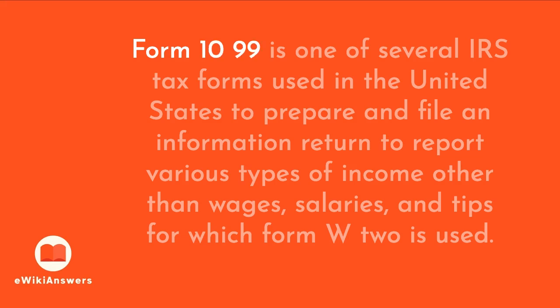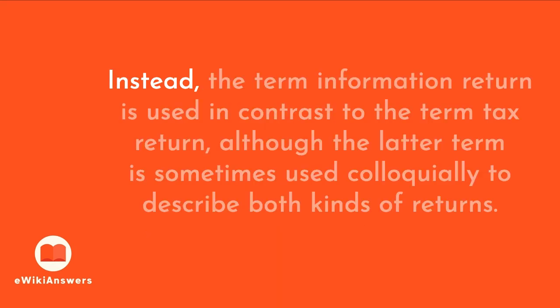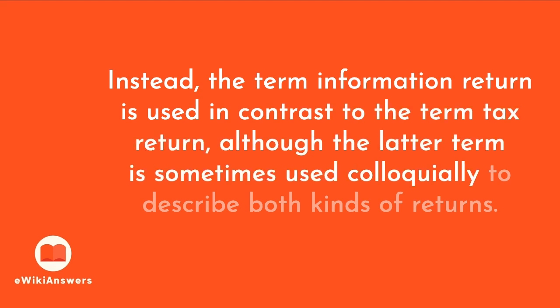Form 1099 is one of several IRS tax forms used in the United States to prepare and file an information return to report various types of income other than wages, salaries, and tips, for which Form W-2 is used instead. The term information return is used in contrast to the term tax return, although the latter term is sometimes used colloquially to describe both kinds of returns.